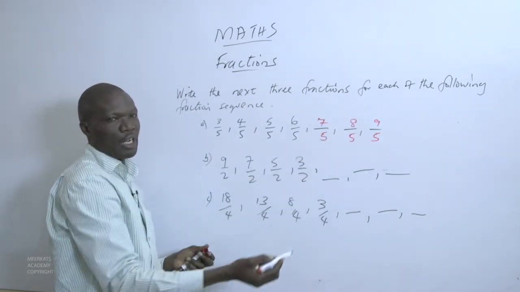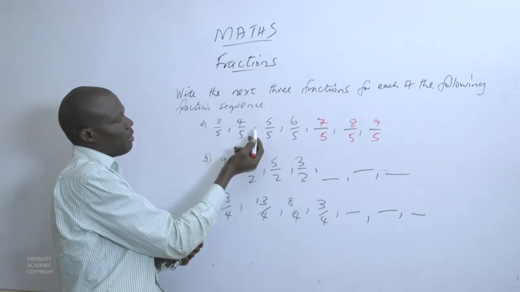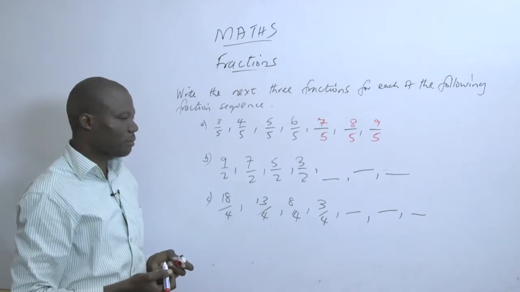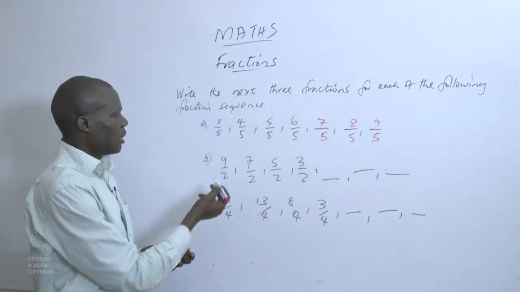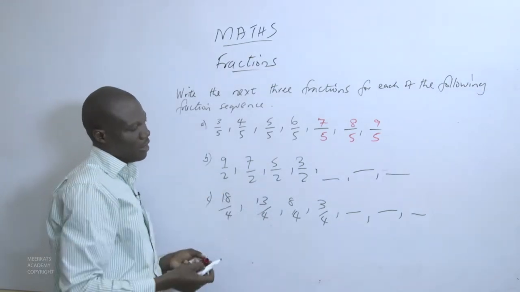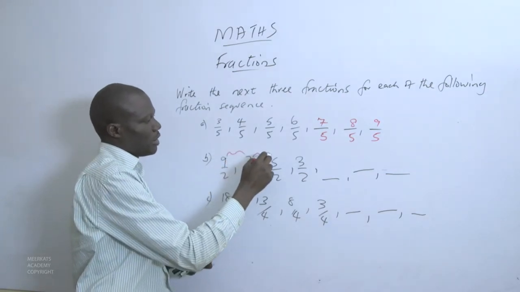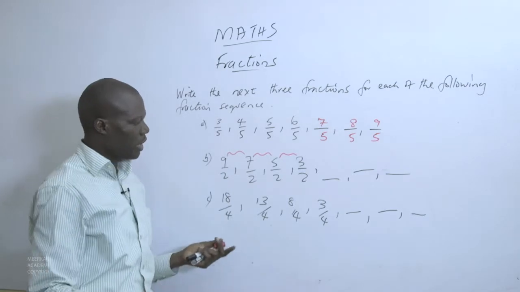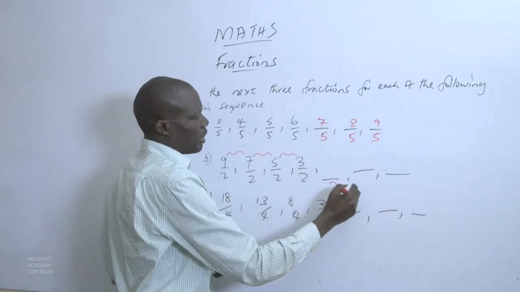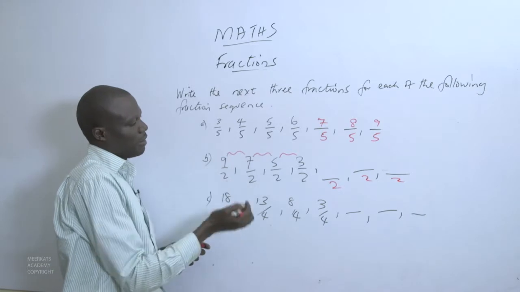The sequence here was arrived at by looking at the pattern of the previous numbers. The next one we have 9 over 2, 7 over 2, 5 over 2, and 3 over 2. So what is the relationship between these gaps here? Already the denominator doesn't change. The denominator remains 2. So I'm sure the denominator will remain 2. But for the numerator we need to study the pattern.